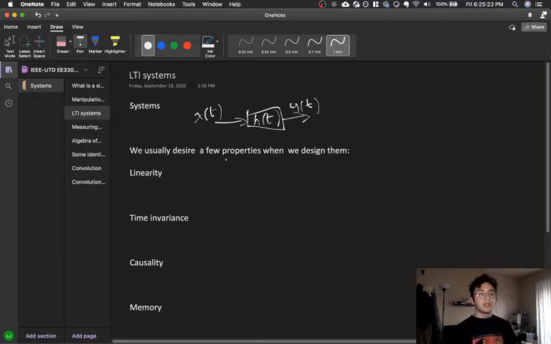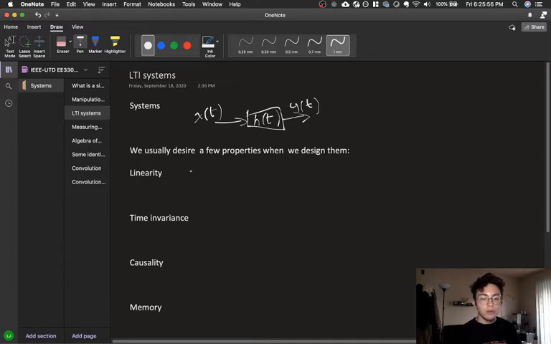In order to have this h be useful, we'll need a couple of properties from these to make them useful to work with, because there's no point in defining a system that is impossible to realize or make. So this system h is going to satisfy certain properties. We're going to want it to be LTI.